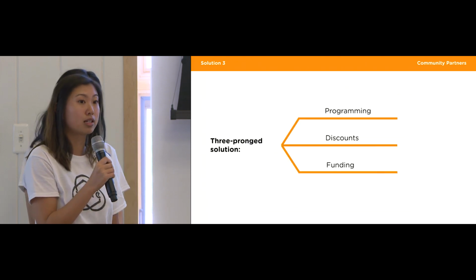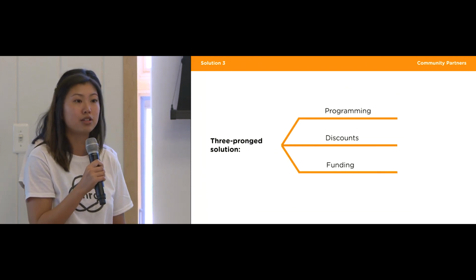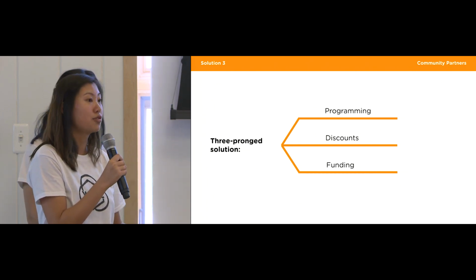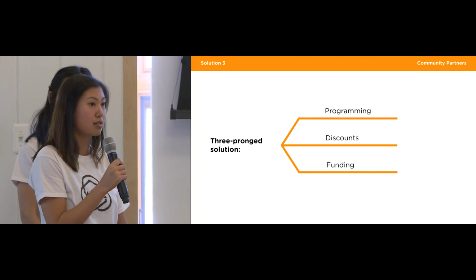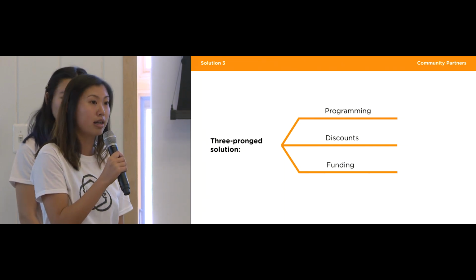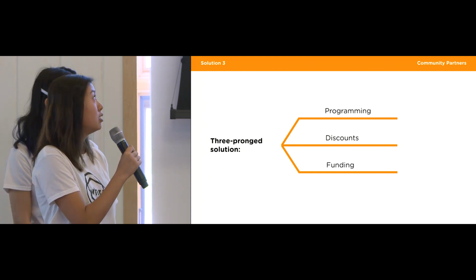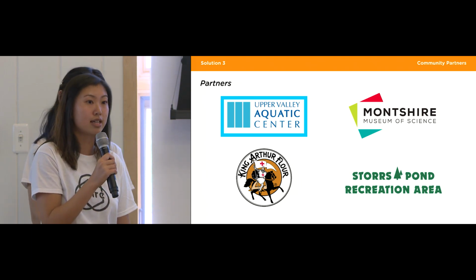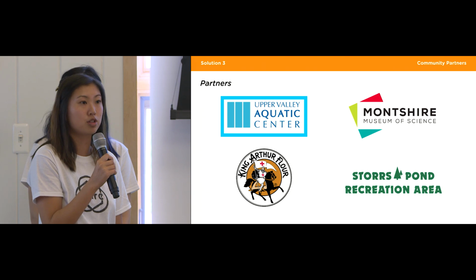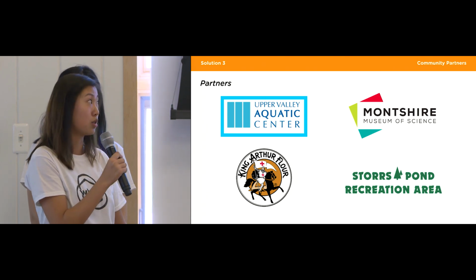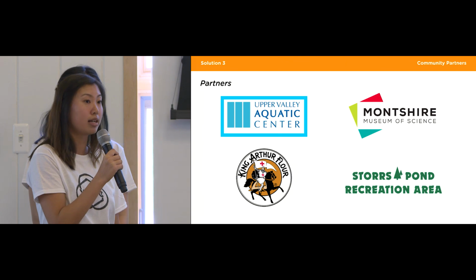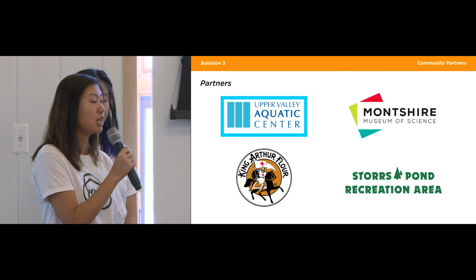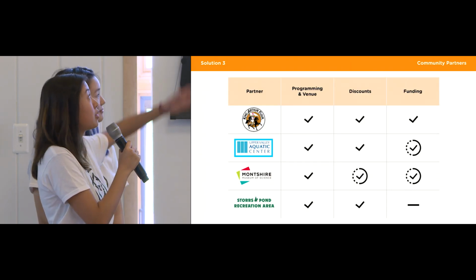So this would be a 3-pronged solution that would be comprised of programming and venue for joint WHRC organized events. This would also include discounts for admission, product, and other offerings based on the businesses, as well as funding in the form of monetary donations and joint grants. So we reached out to and established relationships with different organizations that we identified as ideal partners for the WHRC and share similar values and goals. So these included the Upper Valley Aquatic Center, King Arthur Flour, the Montshire Museum of Science, and Storrs Pond Recreation Area. So as you can see, we've gotten a lot done.